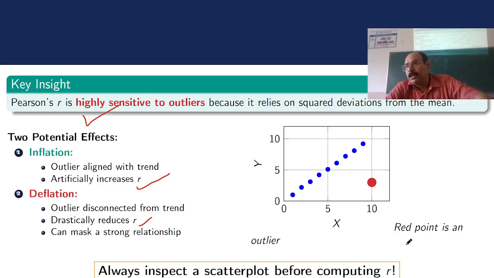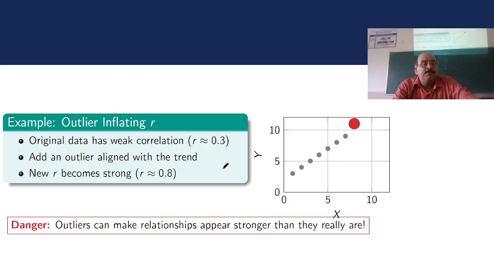So it is always better that, with Pearson's coefficient alone, you cannot really come to a conclusion about the relationship between these two variables. That's one drawback. So what we usually do is draw a scatter plot before that. If the original data has a weak correlation, and you add an outlier, the correlation might become very high.